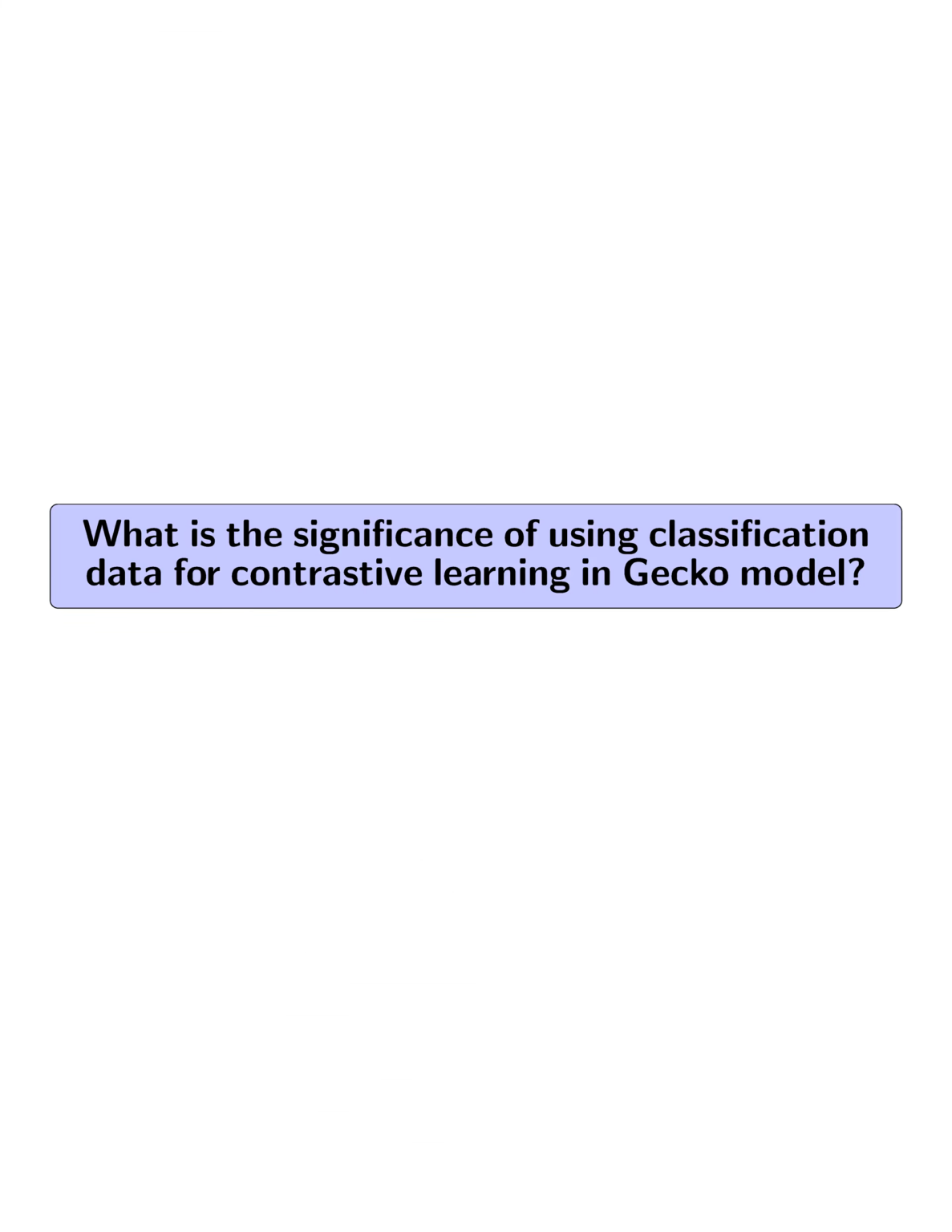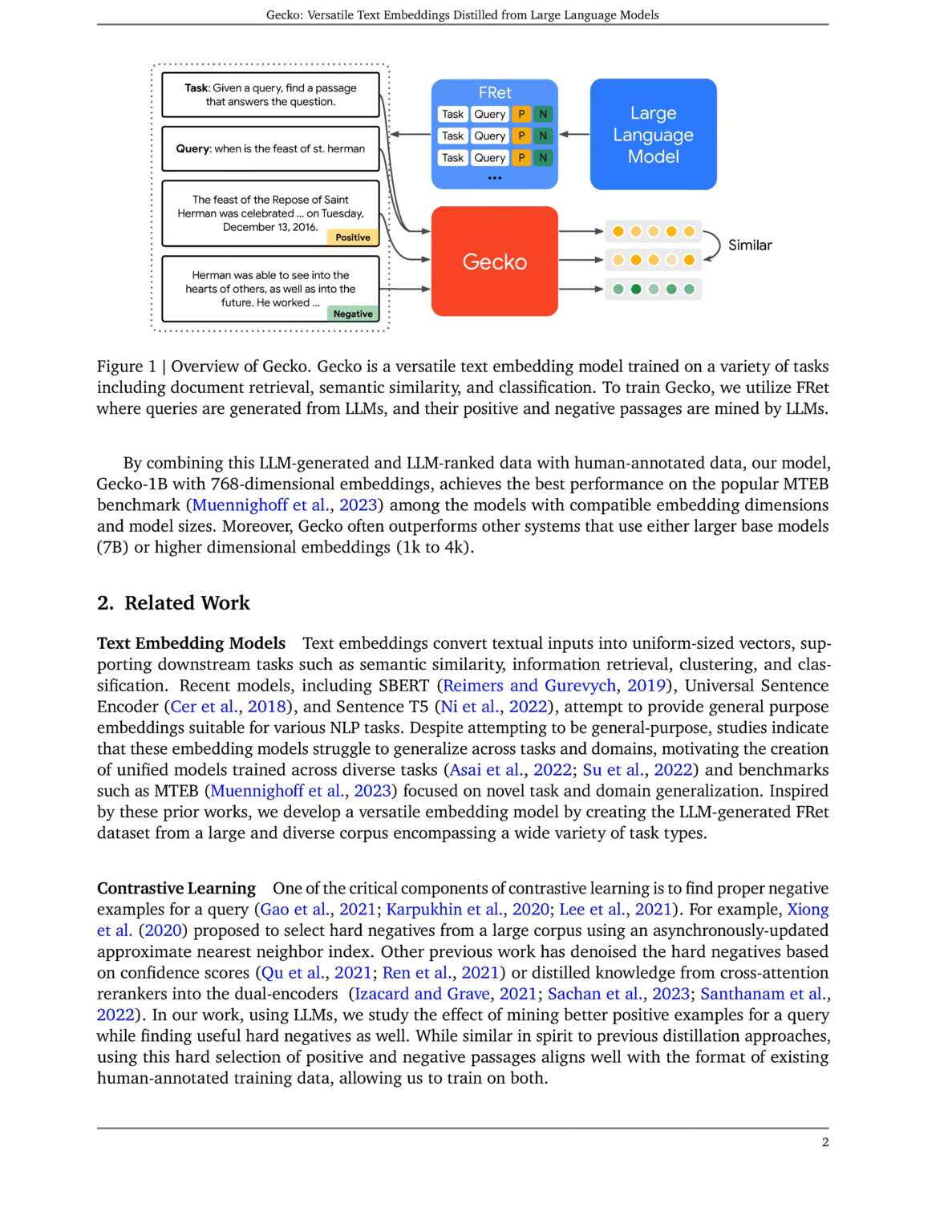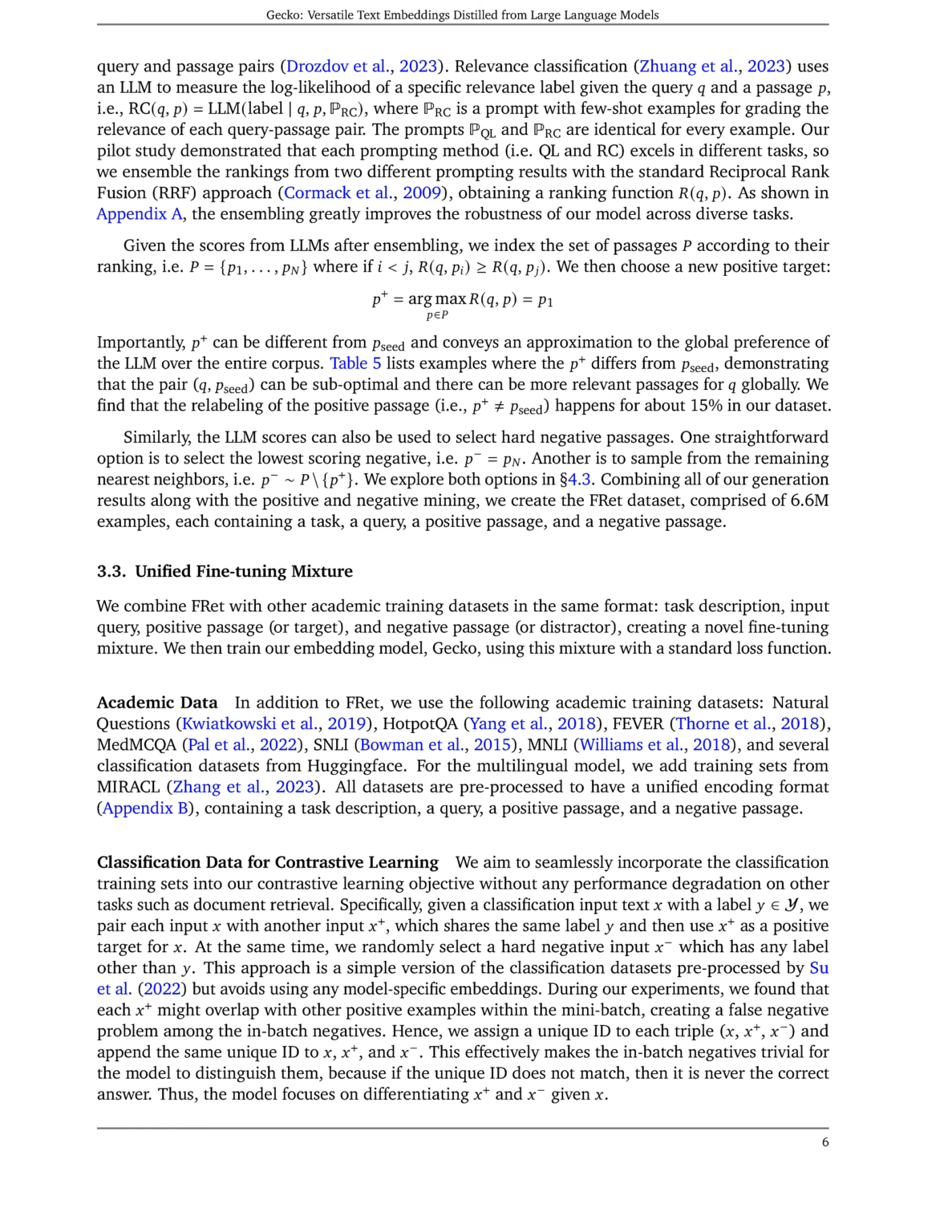What is the significance of using classification data for contrastive learning in Gecko model? The significance of using classification data for contrastive learning in the Gecko model lies in its ability to seamlessly incorporate classification training sets into the contrastive learning objective without compromising performance on other tasks. By pairing each input text with another input, sharing the same label as a positive target, and selecting a hard negative input with a different label, the model can effectively learn to distinguish between positive and negative examples within the same batch.